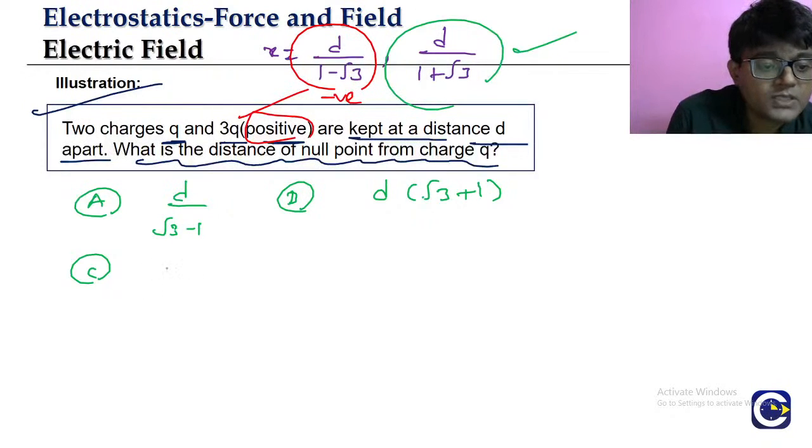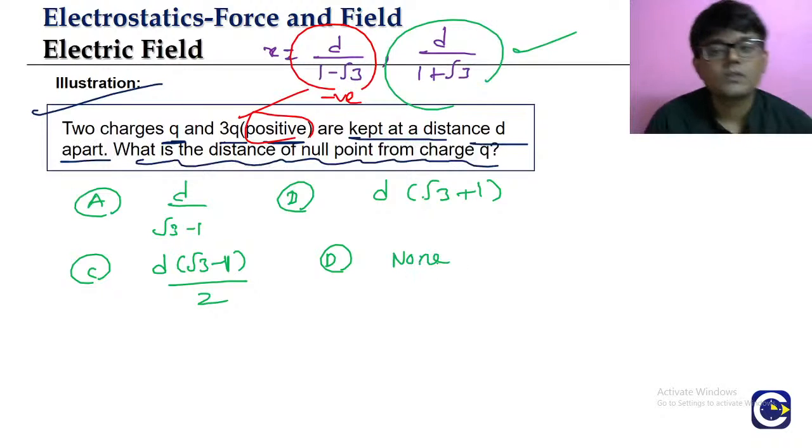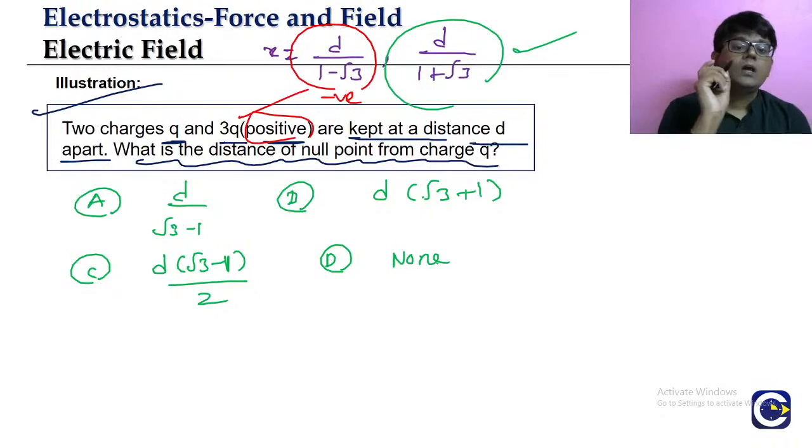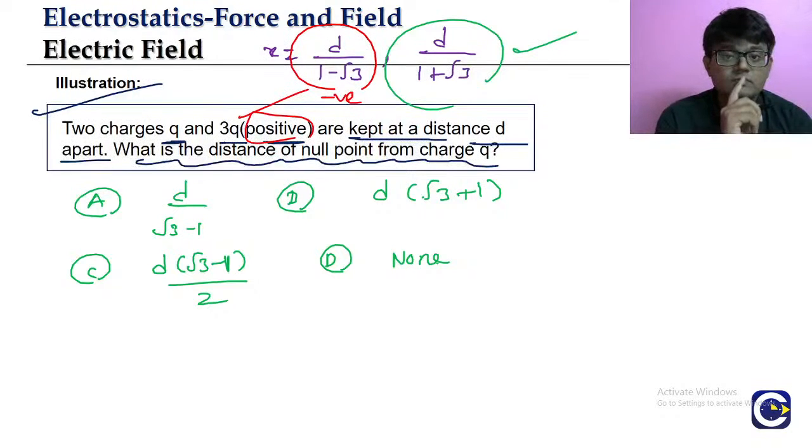Okay va? d into root 3 minus 1 by 2. None. Okay. So look, what are the four options they are giving us? d by root 3 minus 1. The second, d into root 3 plus 1. Option C, what? d into root 3 minus 1 whole divided by 2. Option D, none. Seeing this, a lot of us will get an idea.